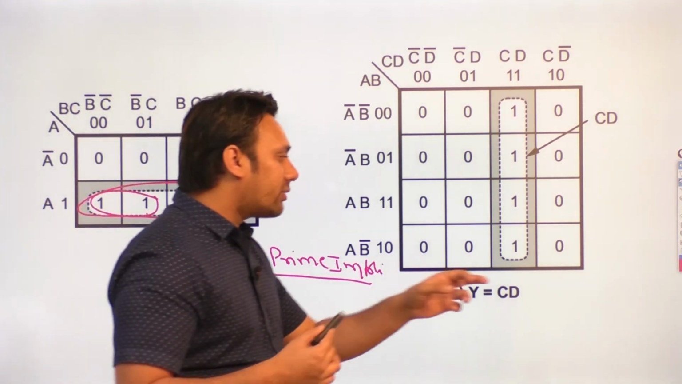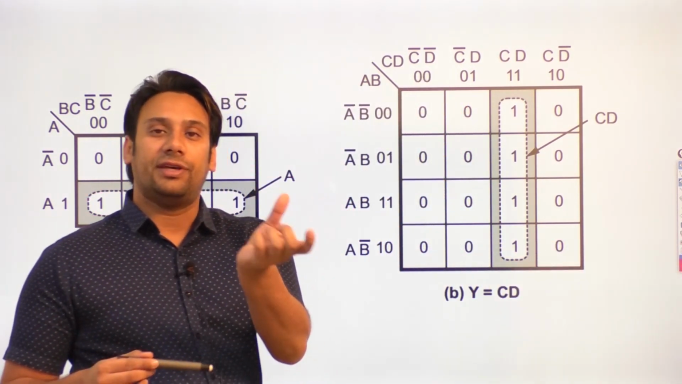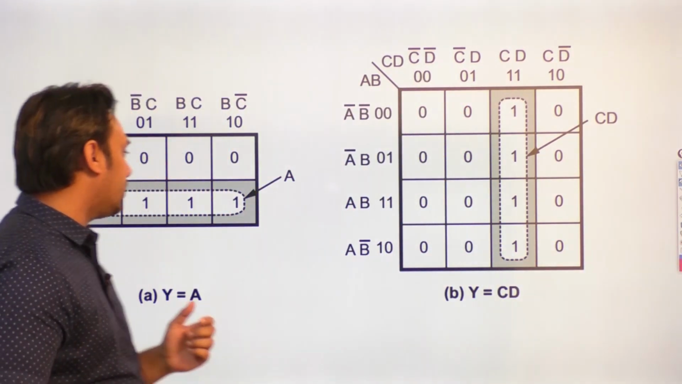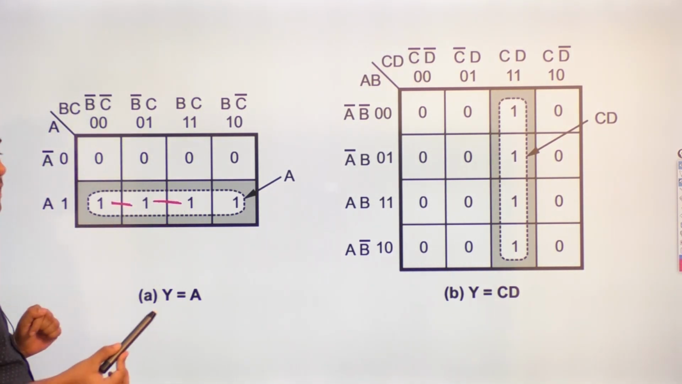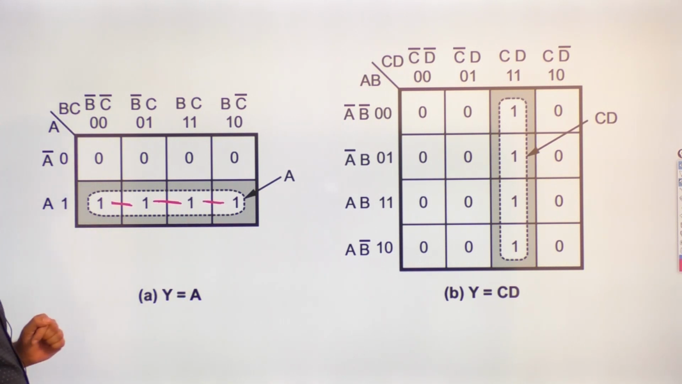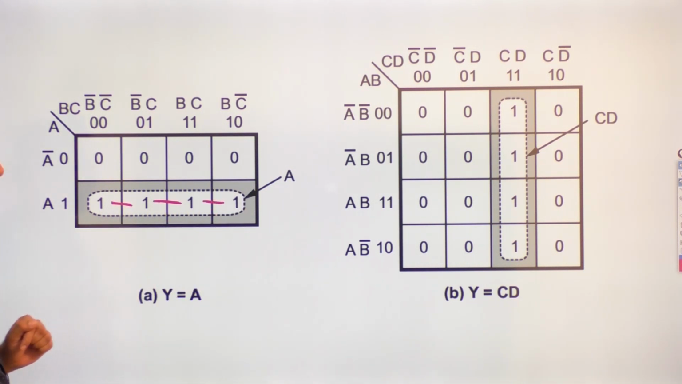Okay? And how can you make a subcube? You can only combine those cells where there is a change of only one bit, right? So here between these two cells only one bit is changed, between these two cells only one bit is changed, between these two cells only one bit is changed. That is why I can combine this subcube of size 4.